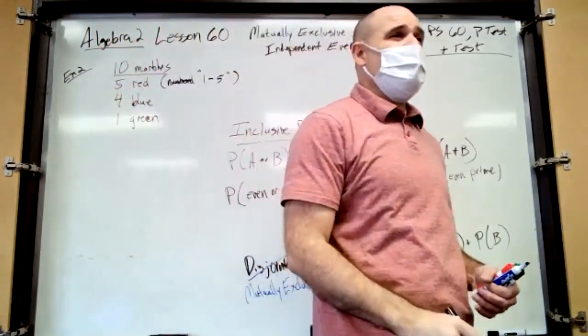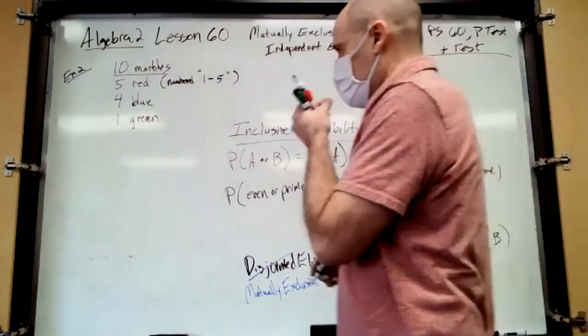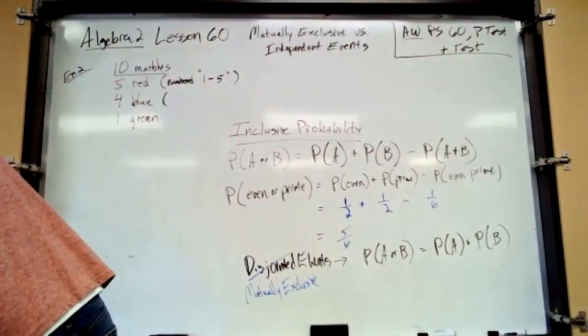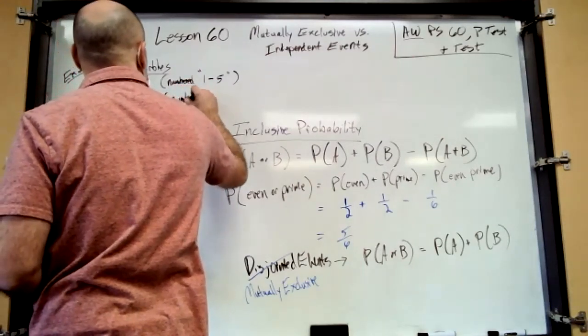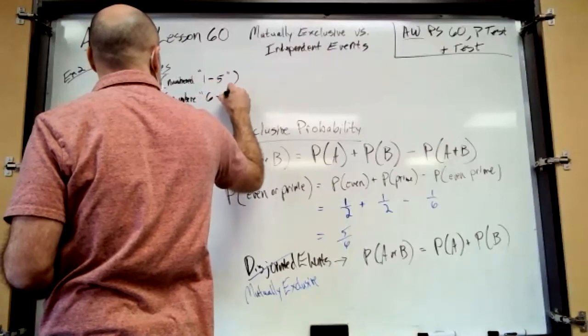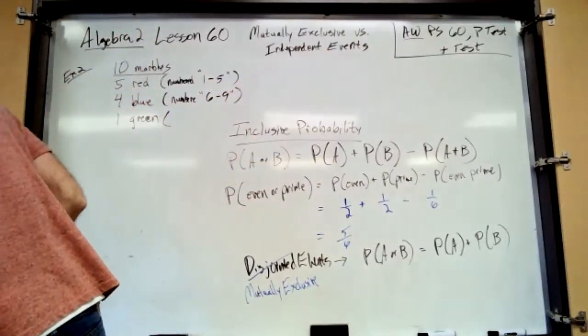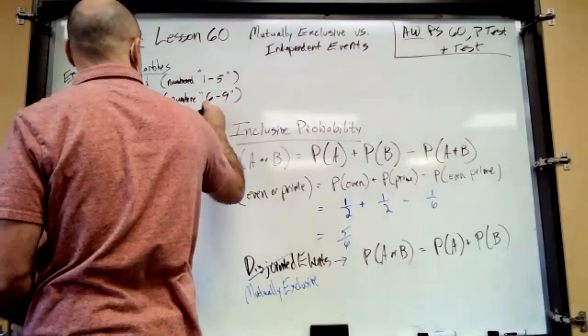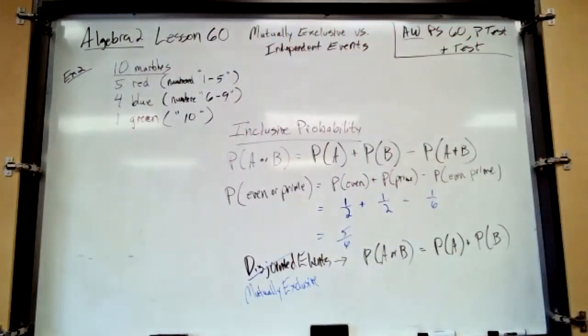So you've got a red marble with a 1 on it, a red marble with a 2, a 3, a 4, and a 5. The blues are numbered 6 through 9, and the green one has a 10 on it. So far, so good? You understand what the jar looks like?